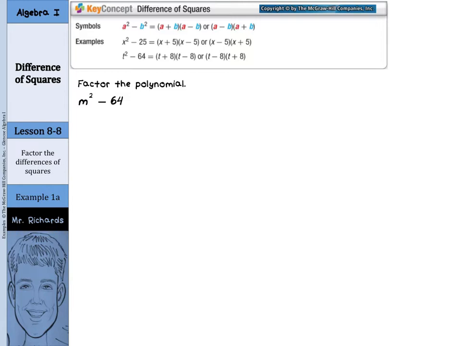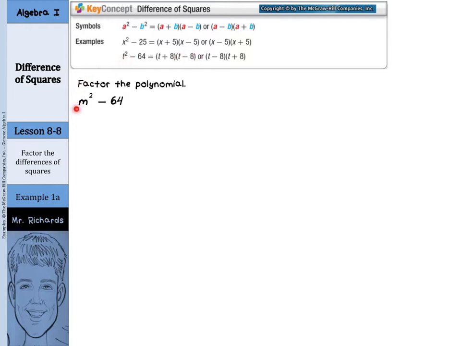As we can see from our key concept box, we have differences of squares, where a squared minus b squared is the product of a plus b and a minus b. So when we have something like x squared minus 25, that's simply x plus 5 times x minus 5. T squared minus 64, think about what 64 is. That's 8 squared. And so we have t plus 8 and t minus 8.